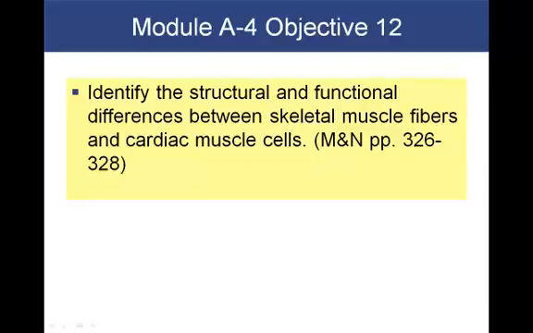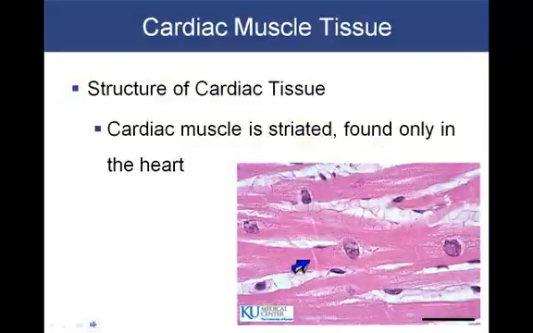In Module A for Objective 12, we're going to look at differences between the skeletal muscle that we've been looking at and other muscle types, specifically cardiac here. Cardiac muscle, if you remember from lab, is striated, and it's only found in the heart.